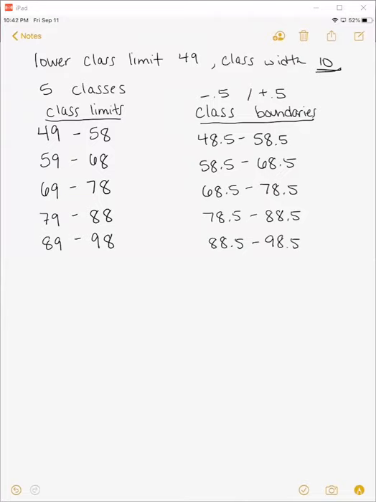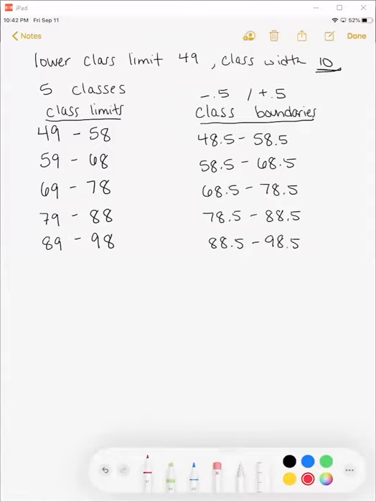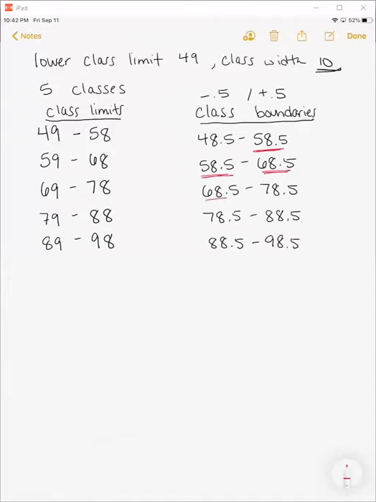And now with these class boundaries, you'll notice that there's some overlap. The end of the first class and the beginning of the second class, there's that overlap. And you'll notice this trend with the rest. I just wanted to come and talk about this difference. And hopefully you can see how we can create class limits with the given information: the lower class limit, the class width, and the number of classes that we would need.